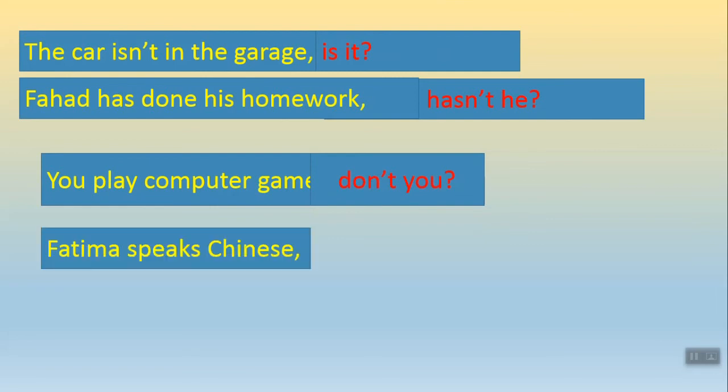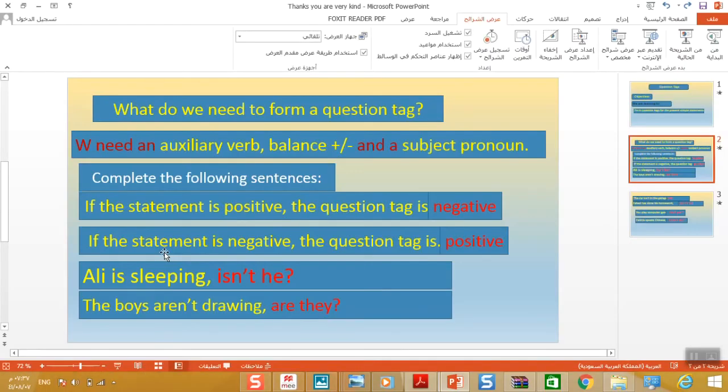Now Fatima speaks Chinese. Now look at the verb play here. We have play, we use don't. Here we have speaks, also present simple, but here with the third person singular. Okay? Speaks. So, what do we use? Does. Yes, very good. So, Fatima speaks Chinese, doesn't she? Excellent. Yes, very good.